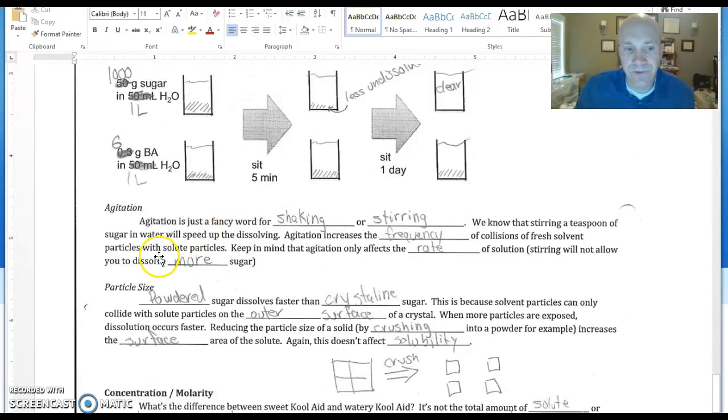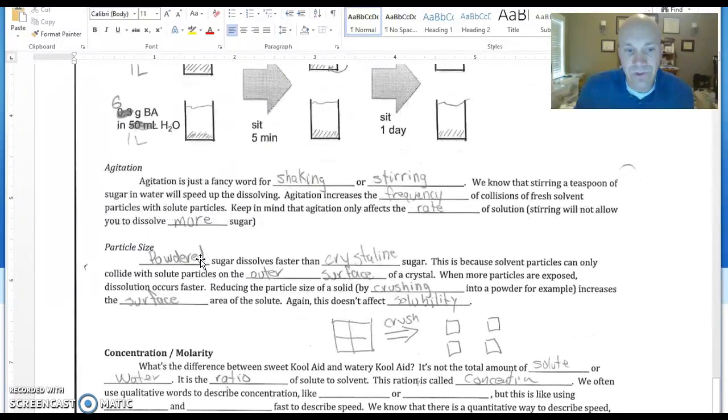Another thing that's going to affect the rate of solution is agitation. That's just a fancy way of saying shaking or stirring. So why does stirring sugar help speed it up? It increases the frequency of the collisions of fresh solvent particles with the solute particles. But keep in mind that stirring something is only going to affect the rate at which something dissolves. It will not allow you to dissolve more of the solute. Once you get the maximum amount of solute dissolved, stirring that solution anymore will not allow you to dissolve any more of the solute.